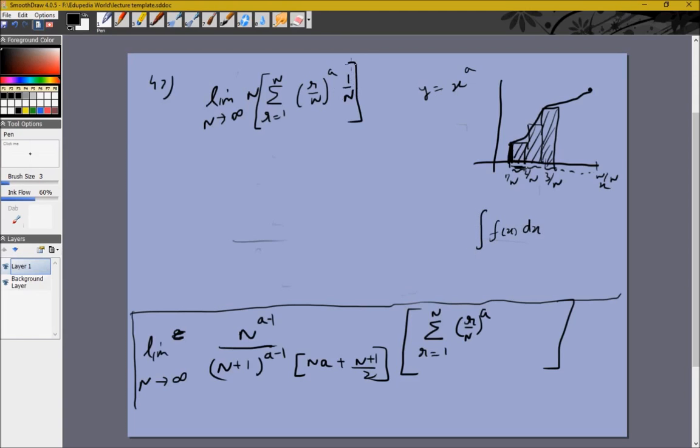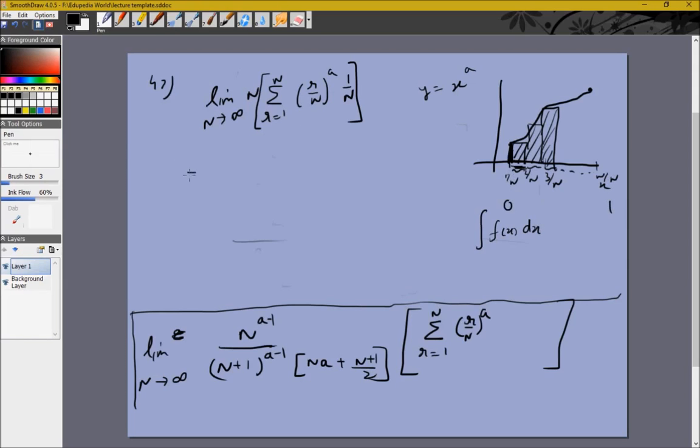Dx is like 1 by n, very, very small, and the number of terms are infinity. So this is the sum of an infinite number of infinitesimally small terms. You add a finite number of finite terms, that's summation. You add an infinite number of very small terms, that's an integral. What will be the limits? 1 by n is basically 0 and n by n is basically 1.